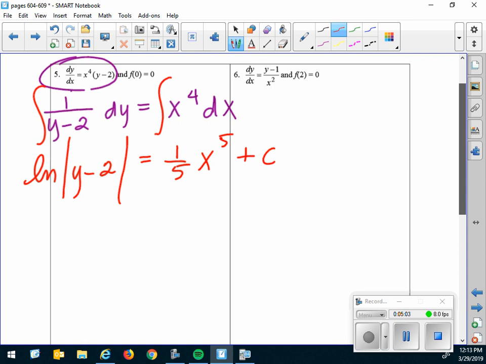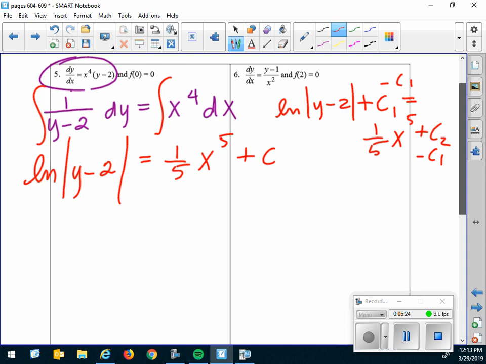If I integrate the left side and I get natural log of absolute value of y minus 2 plus a constant, and I'm going to call it C1, equals 1/5 x to the 5th plus C2, a different constant. What if I subtract this constant from both sides? What's a constant minus a constant? Another constant. That's why we're just going to put one of them. This C right here takes into consideration what would have been on this side as well.